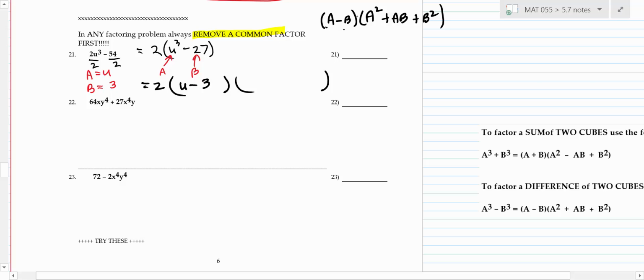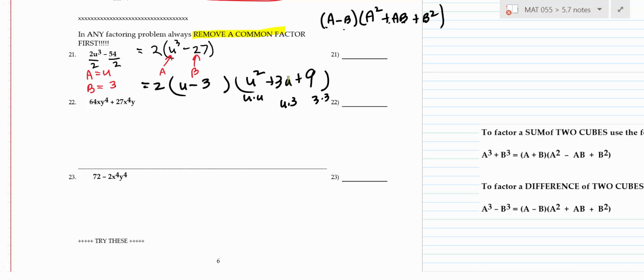Second parenthesis, you square A. So just do U times U. So what's that? U to the second. Okay, then you do AB. So you're going to do U times 3, which is what? 3U. Okay. Then you do B squared. If B is 3, what's 3 times 3? 9. So there's your answer. Okay. Everybody see how I did that?